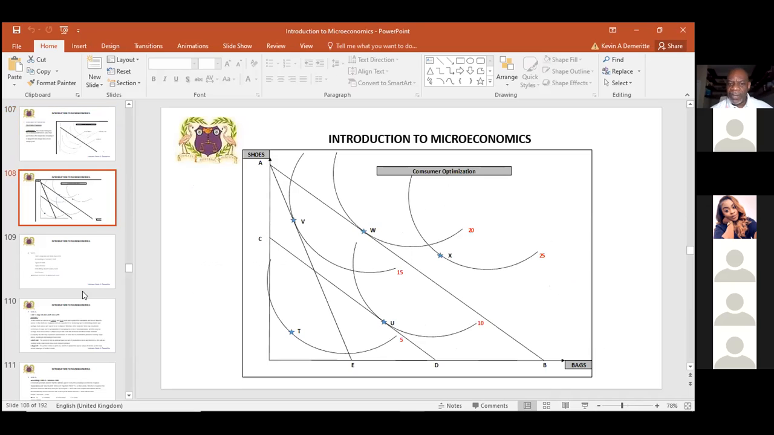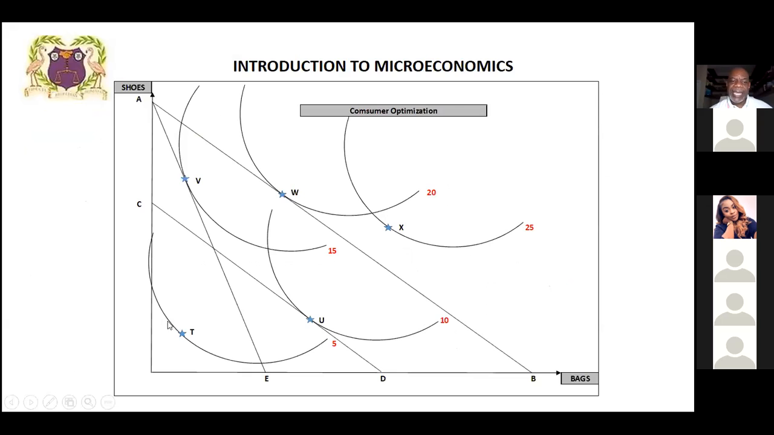And if you recall, if you look at this point T, right? We said we would not consume at point T because we can afford to consume.